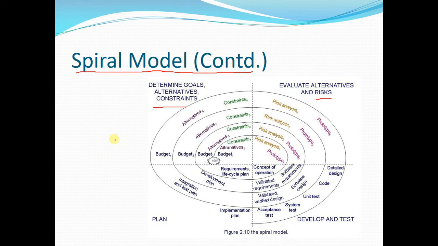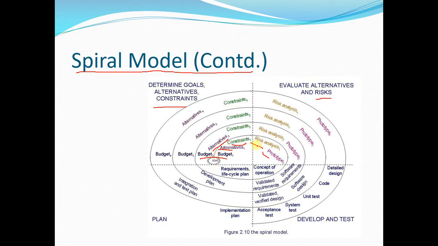Those steps are: we analyze budgets, and we analyze alternative solutions in each step, and constraints in each step, and risk analysis and prototypes. So these steps are performed in each phase. Of course all the phases are the same, just like the waterfall model and V model and other models that we have studied so far, but in addition to those phases we have to perform these steps.